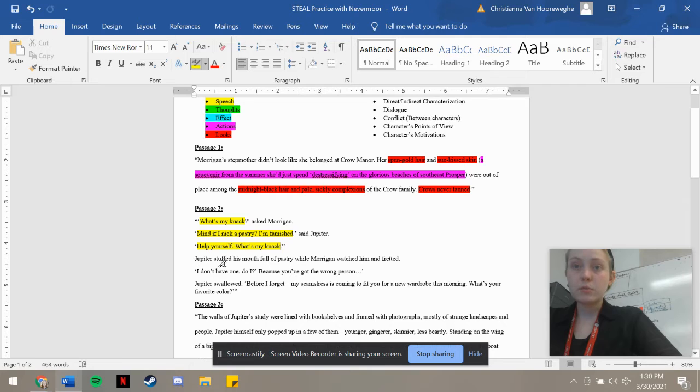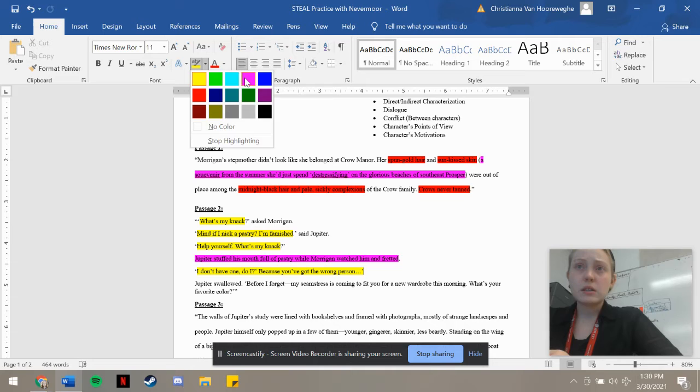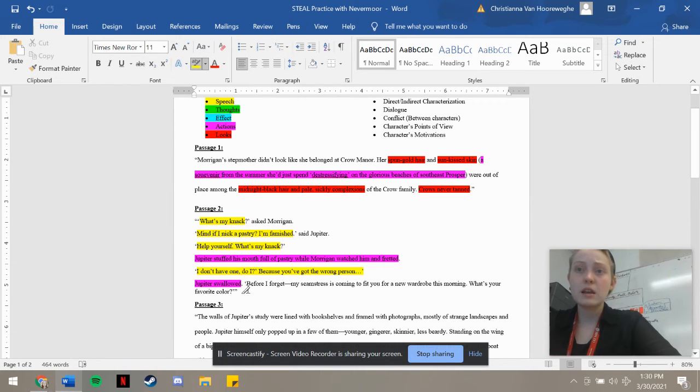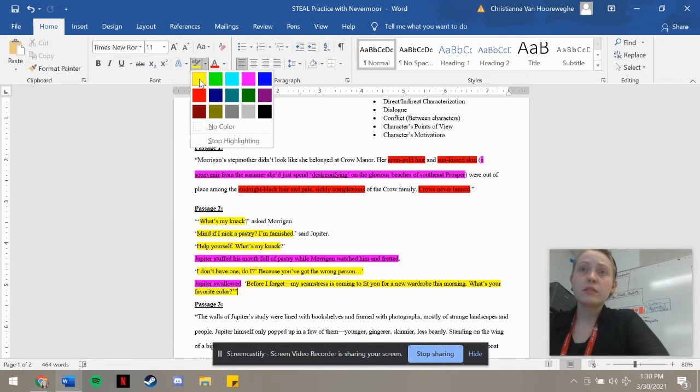Okay, we see a break. Jupiter stuffed his mouth full of pastry while Morgan watched him and fretted. Okay, this is an action. This is something this character is doing. He's not talking. Let's keep going. "Okay, I don't have one, do I?" "Because you got the wrong person." We see some more discussion, and then we see this guy swallows. He's finishing his breakfast, and then he changes the subject. "Before I forget, my seamstress is coming to fit you for a new wardrobe this morning. What's your favorite color?" In this case, we see mostly speech, and mostly action besides that.